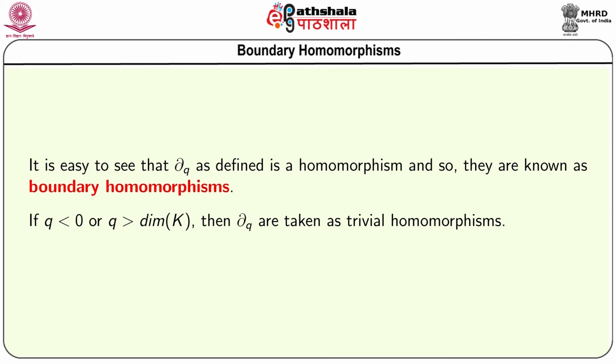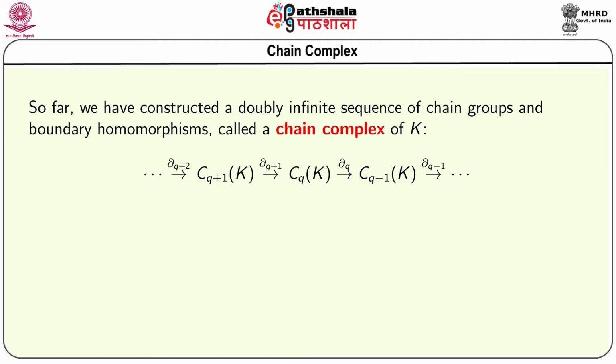Now, if we take Q to be less than 0 or Q greater than the dimension of K, then del Q are all taken as trivial homomorphisms. So far, we have constructed a doubly infinite sequence of chain groups and boundary homomorphisms, which we call the chain complex of K, and it can be described in this diagram. If we look at any portion of this diagram, then we see that we have successive chain groups CQ plus 1 K, CQK, CQ minus 1 K and so on, and they are related by certain maps in between.